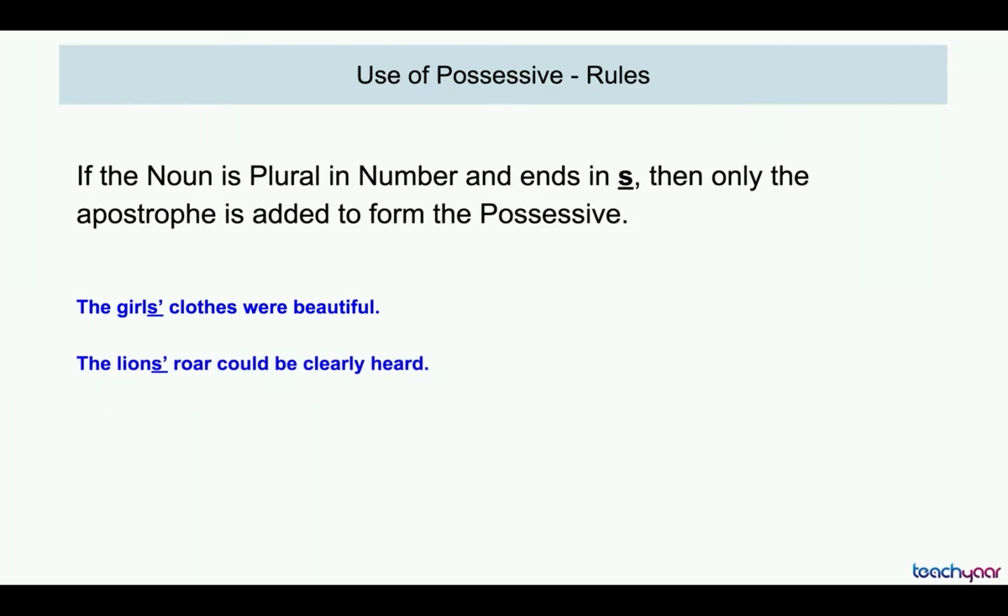The lions' roar could be clearly heard. Lion is singular, lions is plural. There is an S already there now. So we just add an apostrophe to form the possessive.